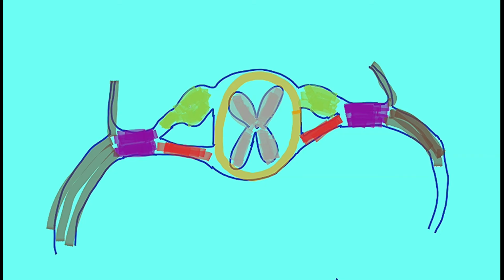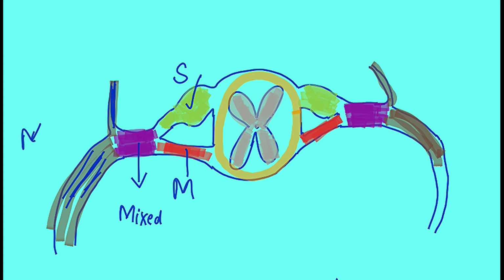Also note down that the dorsal root is pure sensory and the ventral root is pure motor. When these two roots join, we get a spinal nerve that is mixed. And after that, whether it is the dorsal ramus or the ventral ramus, both are mixed.